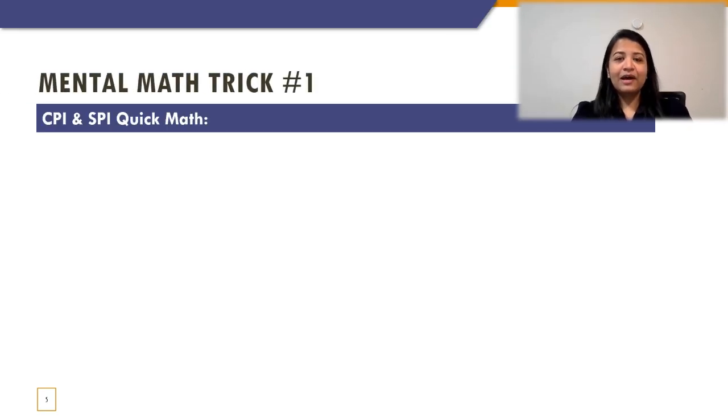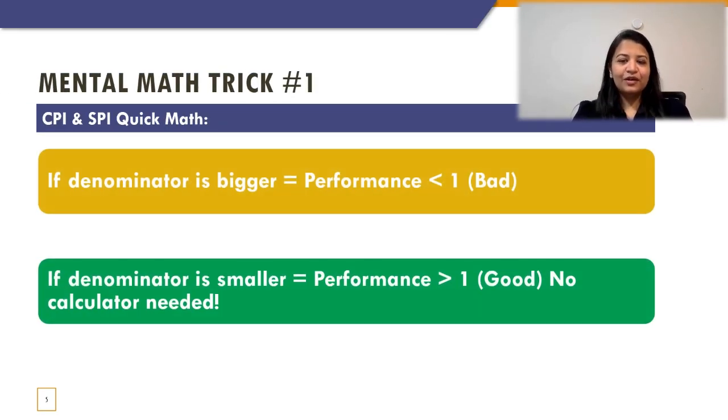Here comes mental math trick number 1. If the denominator is bigger, which is what I just said in the previous example, that means the performance is going to be less than 1, which is considered bad performance from a budget perspective, since we were pointing out the CPI, which is cost performance index. And if the denominator is smaller, which is the opposite of the first case, then it is going to be really good in regards to performance, wherein the performance is definitely going to be greater than 1. So in this case, no calculator is needed. You just have to watch what the denominator and the numerator are to find out whether the performance is good or bad.